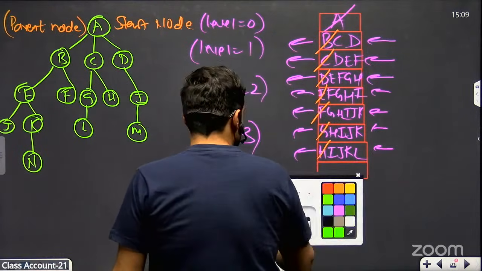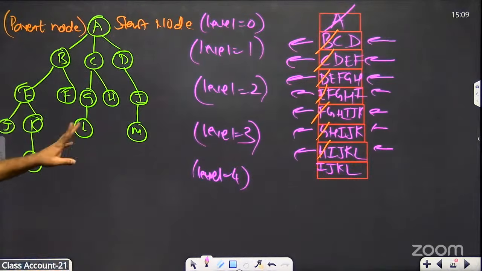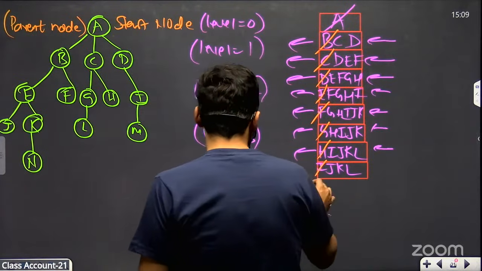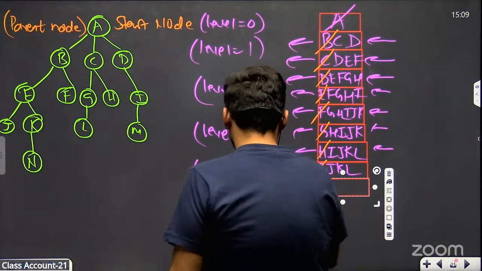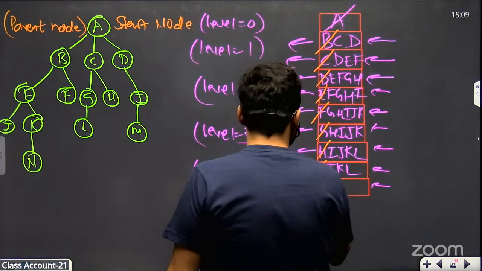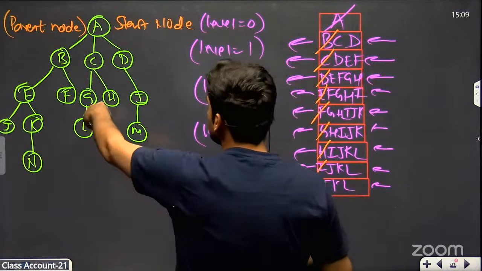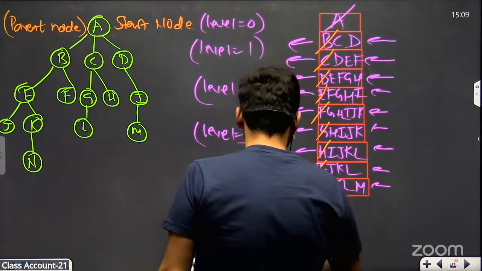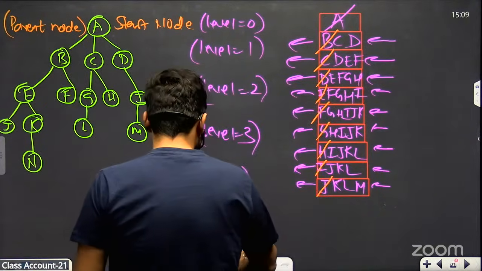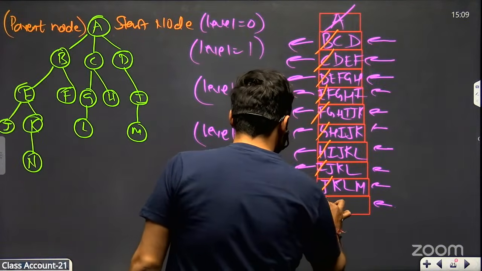Now I have in the queue I, J, K, L. H has how many children? H has no child. After this, I would be cutting I. Then J, K, L. I has how many children? I has a single child, that is M. So I have just added M here. Then I have K, L, M.